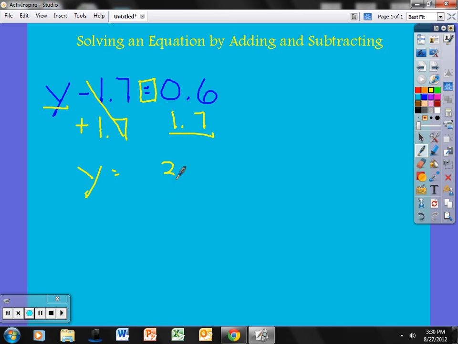Y is equal to, I add the 1 7/10 here. 7 plus 6 is 13. Put my decimal point down. 1 and 1 is 2. That tells me that y is equal to 2 and 3/10.